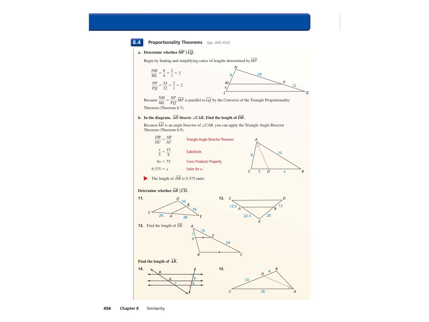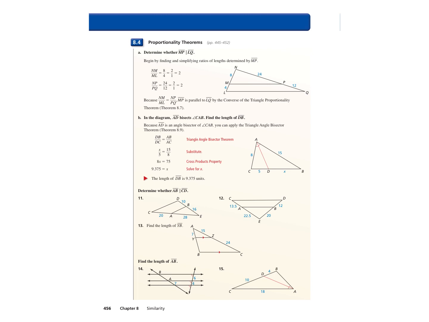Okay, in 8.4, this is where we learned several different theorems. We learned the triangle proportionality theorem. We learned the converse of it. We learned the 3 parallel lines theorem. And then we also learned the triangle angle bisector theorem. So be able to apply all of these.